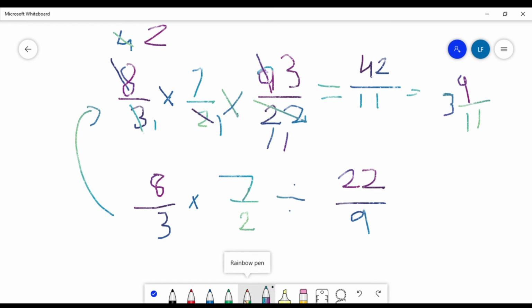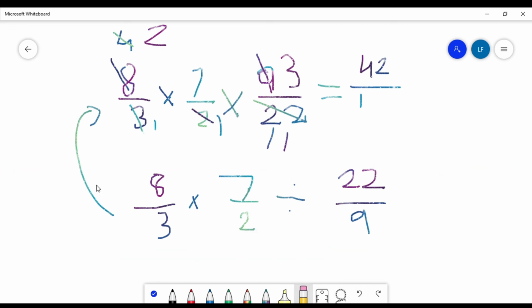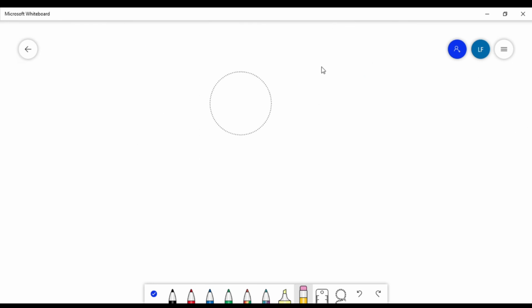On the other note, I think I was sticking towards the rainbow pen. Okay, so let's wait, I meant erase it.